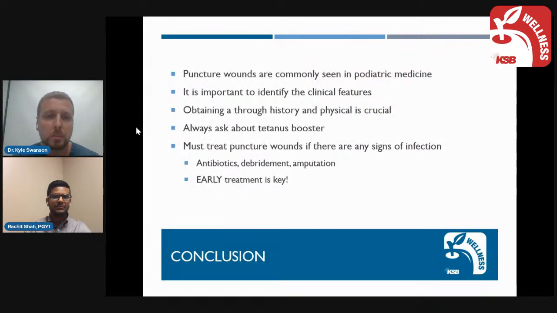So in conclusion, puncture wounds are commonly seen in our everyday practice and daily work. It is important to identify clinical features, symptoms, and how patients are feeling to provide the correct treatment. We need to obtain a proper and thorough history and physical, and always keep in the back of our minds making sure that tetanus booster is up to date. For puncture wounds with any signs of infection, we need to make sure that we're involving antibiotics, debridement, or cleaning up any bad tissue, and hopefully we can avoid any type of amputation. Once again, early treatment is key.